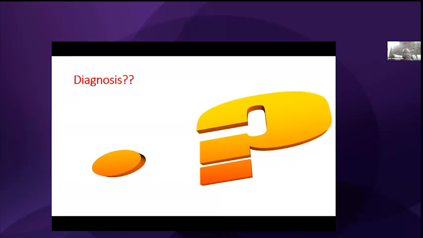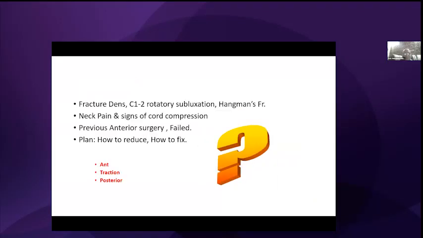So what is the diagnosis? Next. We can say it is a fracture dens with C1, C2 rotatory subluxation. We can add there is a pars defect, something like a Hangman fracture type 1, and the patient complains of devastating neck pain and signs of cord compression.